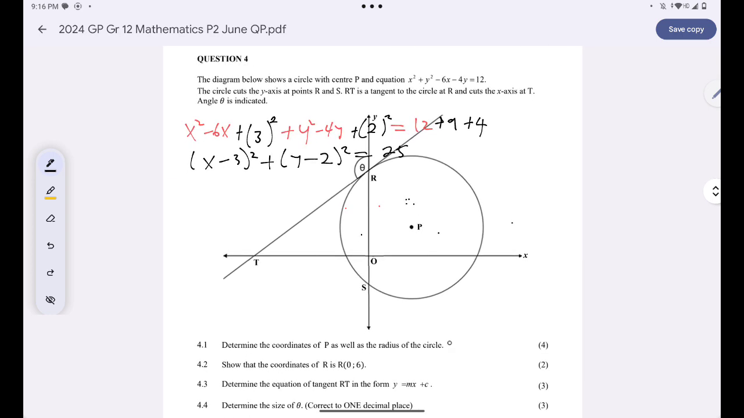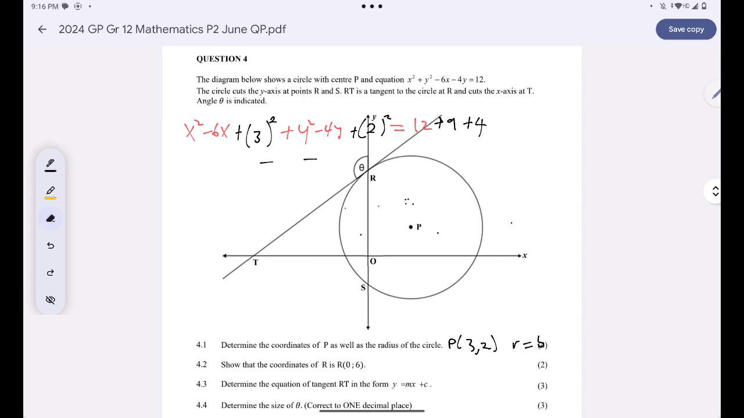This simply means the coordinates of P are 3 and 2, and then my radius is the square root of 25, which is 5. Not 25 squared, rather the square root of 25, which is equal to 5, right? So the coordinates of P are 3 and 2.